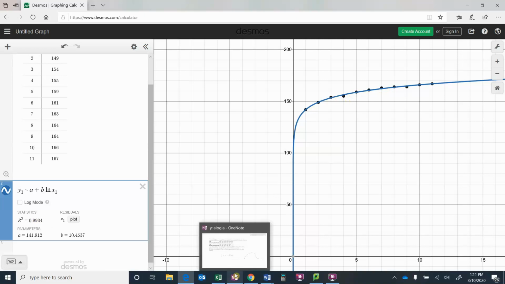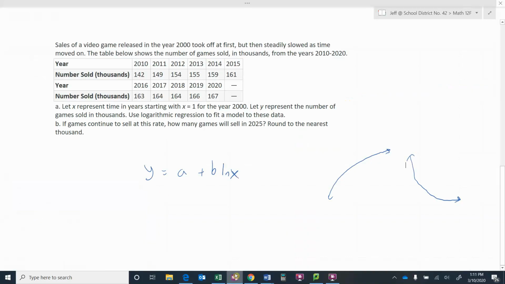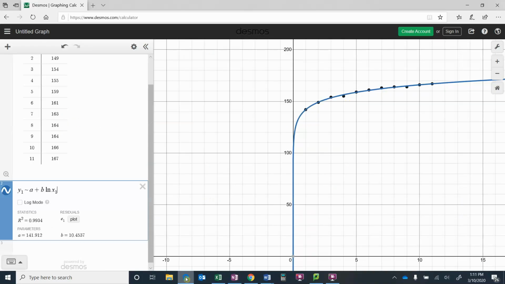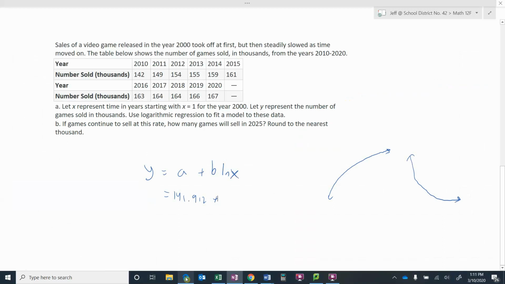So 141.912 plus 10.4537 ln x would be our model for our particular function, where y is the thousands of games that were sold, and x is the number of years.